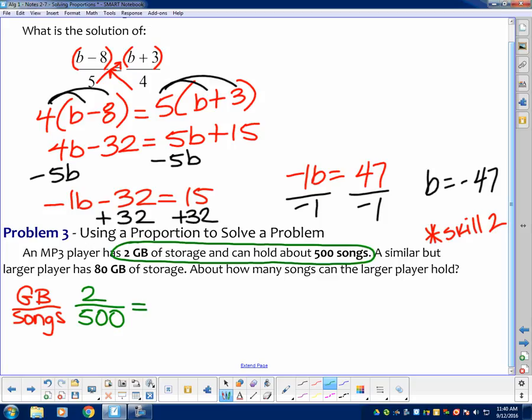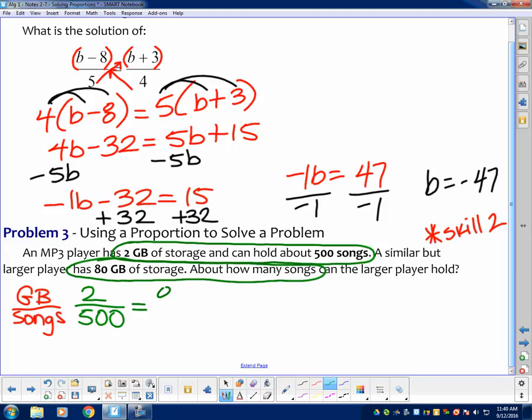Now it's saying a similar but larger player has 80 gigabytes of storage and they want to know how many songs it can hold. So does gigabytes go on top or bottom? This is important. Where does gigabytes go? On the top, it says gigabytes.